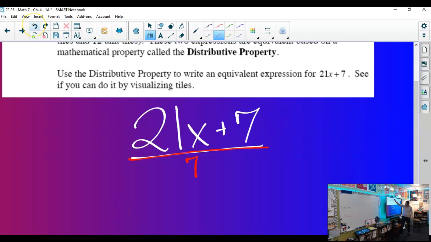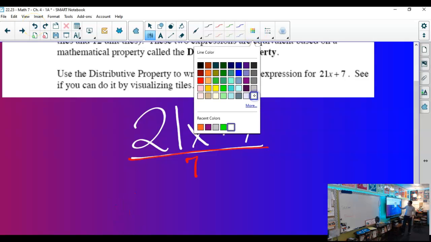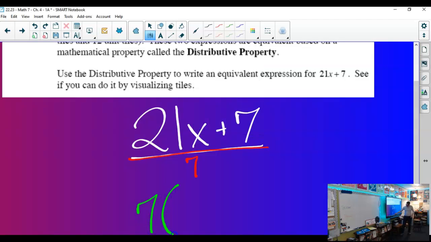Why are you not changing colors like I want? It's the ghost. So 7 times, well, 21x divided by 7 is 3x. That's where your brain got the 3. What's 7 divided by 7? 1.